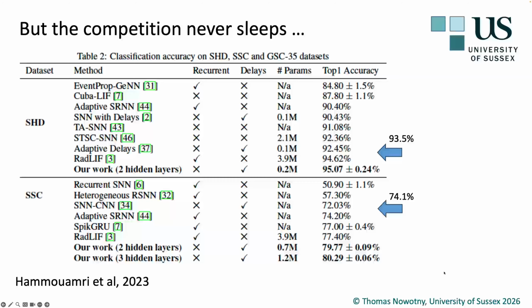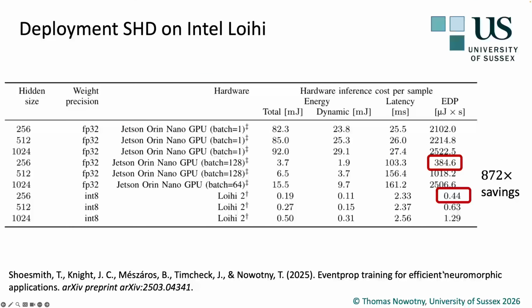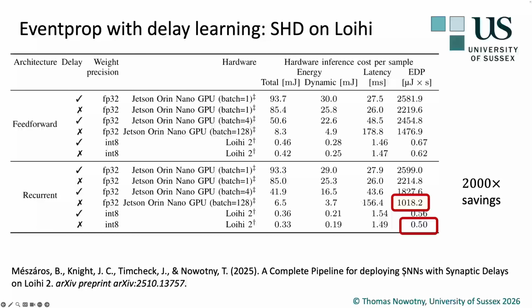We have ported our models onto the so-called Loihi chip. This is the chip from Intel. I showed the picture earlier. And we could say that we have enormous energy savings. Yes, some 872 times less energy used in this example compared to a Jetson Nano GPU. This is an NVIDIA GPU that's used in embedded systems. So it's already a very power efficient one, but we save over and above that 872 times energy. And if we look at the energy delay product, this goes up to like 2000 times savings.